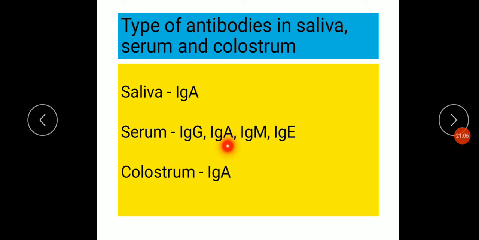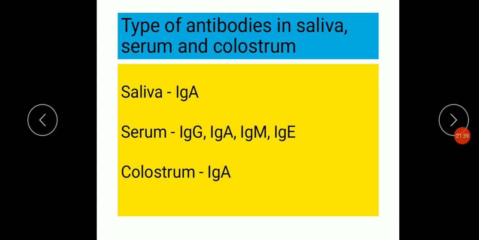The presence of IgA in colostrum and milk appears to be an important way to provide the infant with immunity to disease. So colostrum, that is the first milk secreted after the birth of the baby, and breast milk contain these IgA antibodies, and it provides immunity to the infant.